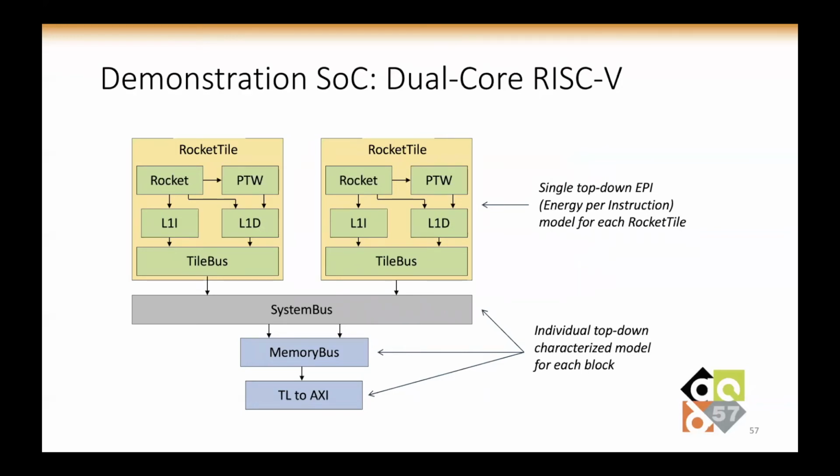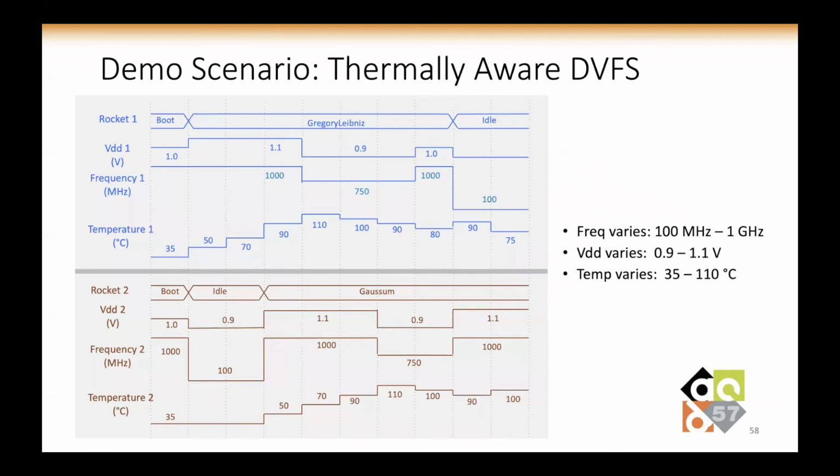In just a moment, I will run a power analysis of a dual-core RISC-V SoC, as shown here. Each of the rocket tiles will be modeled with a single top-down energy per instruction model. You saw a snippet of that model earlier. The model is parameterized by the counts of each executed instruction. The other 3 blocks, the system bus, the memory bus, and the TL to AXI interface, are each modeled with an individual top-down model as well.